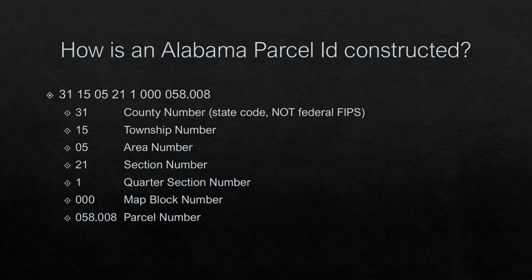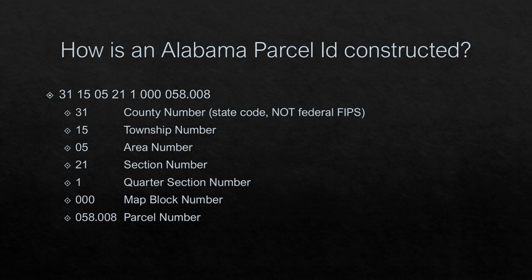Second up, the number 15 here is the township number. It's just an indicator for the township it's in. Same as the next one, the area number 05, section number 21, quarter section number 1, the map block number is triple zeros, and then the parcel number at the bottom. They call it that, which is really confusing, but the actual parcel number is the last 6 digits with a dot in the middle. Simple enough, right?